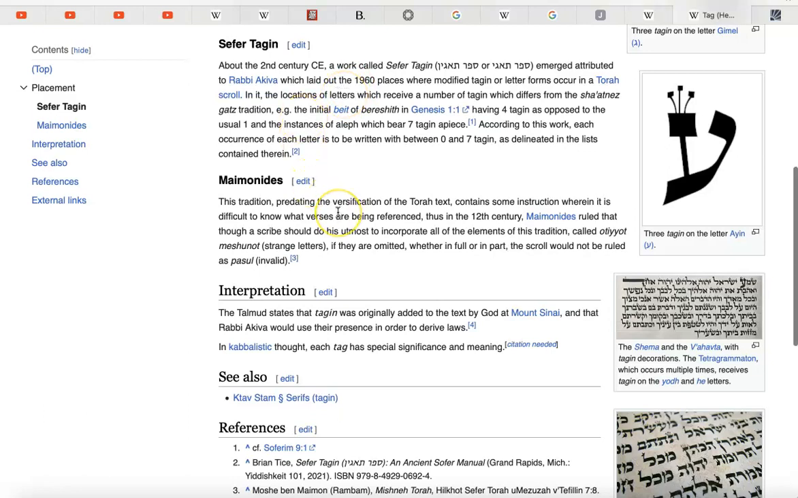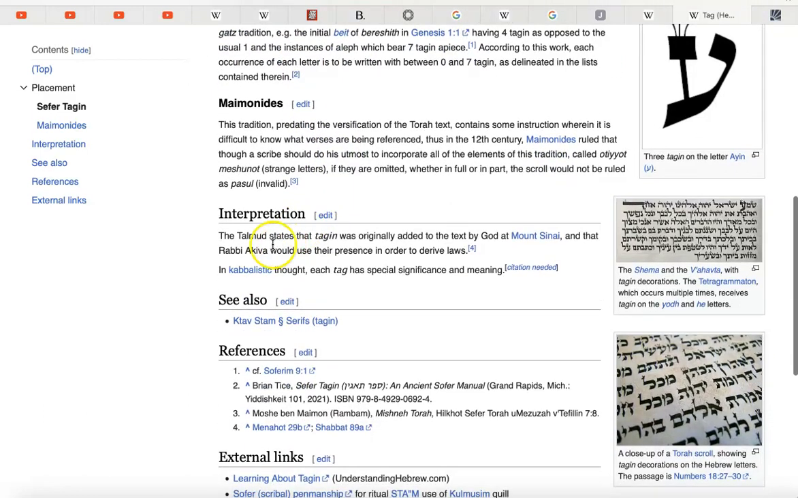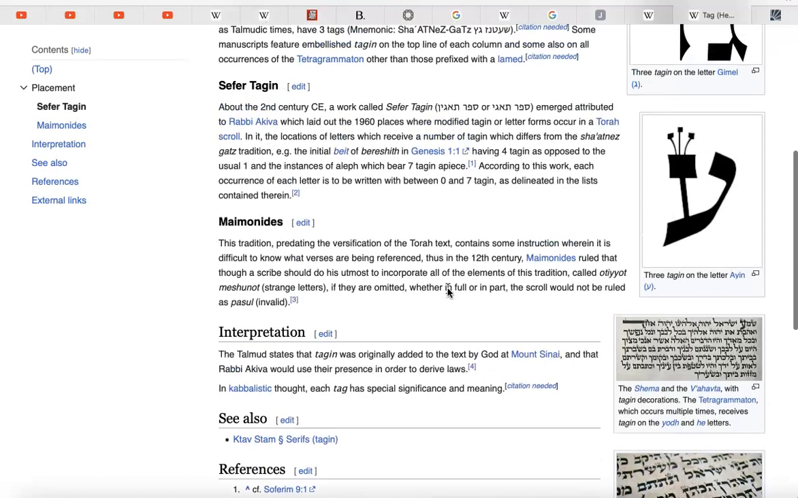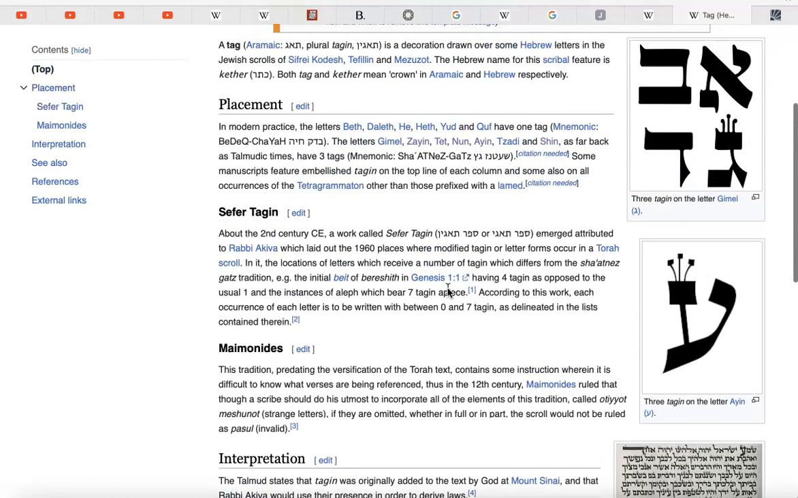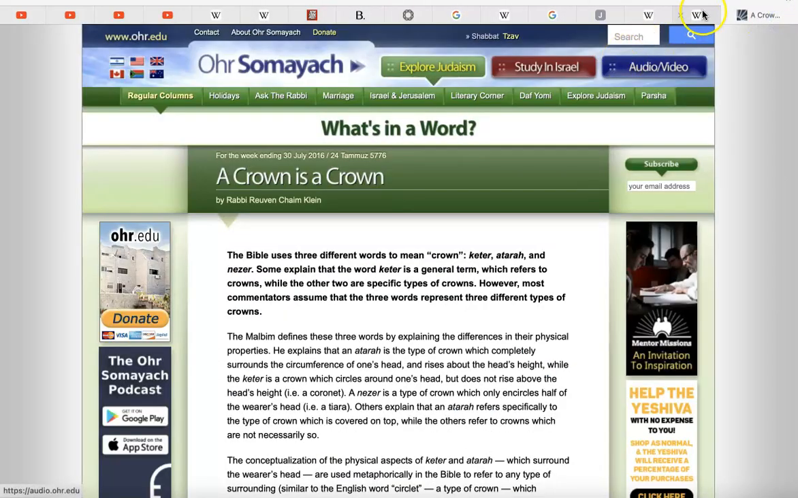All right, so what is the interpretation of tagging? The Talmud states that tagging was originally added to the text by God at Mount Sinai, and that Rabbi Akiva would use their presence in order to derive laws. In Kabbalistic thought, each tag has special significance and meaning. Okay, cool. Now, why am I concentrating on this in relation to the crown?